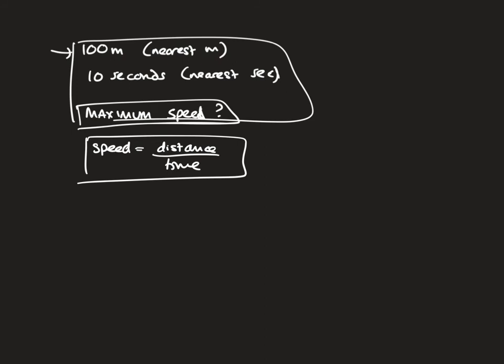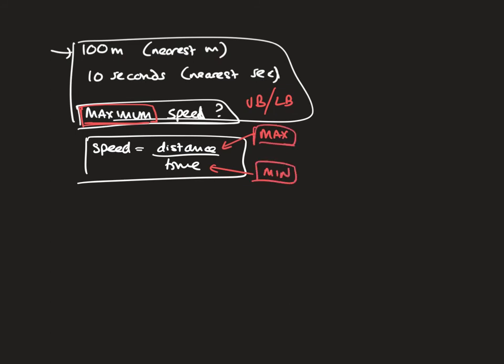So in order to get the maximum possible speed, very often they'll say, what is the upper bound for the speed? And that gives you a clue that you're going to be doing upper and lower bounds for this question. In order to get the maximum speed, you want someone to run the maximum possible distance in the minimum possible time. Okay, hopefully that makes sense to you.